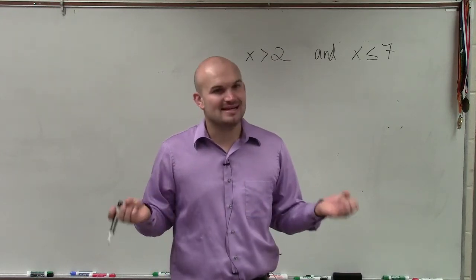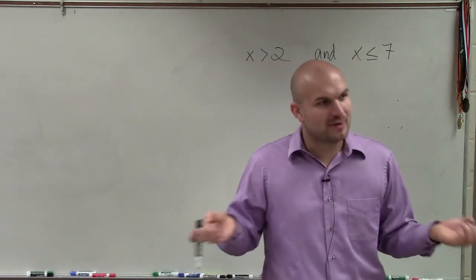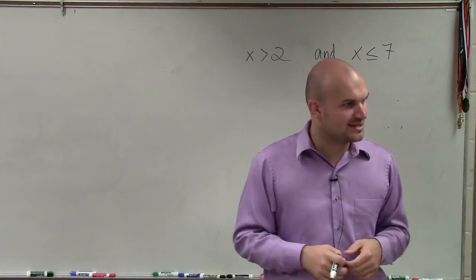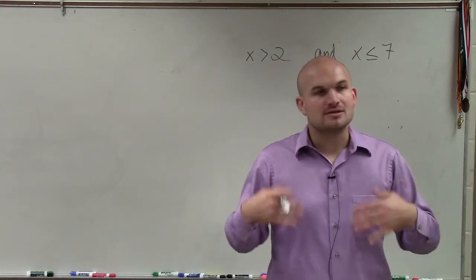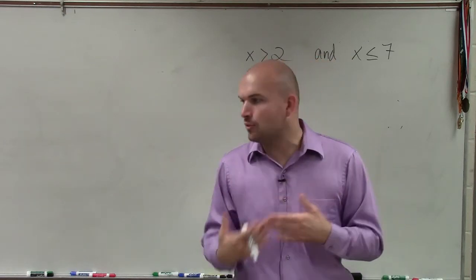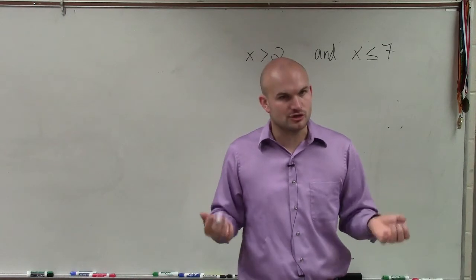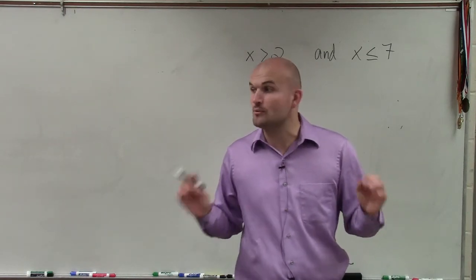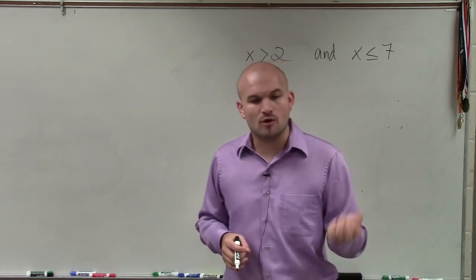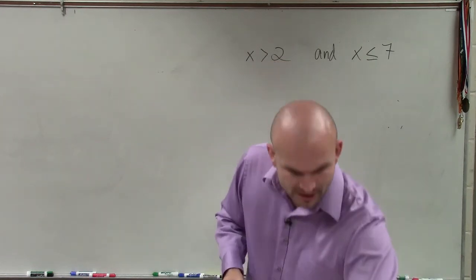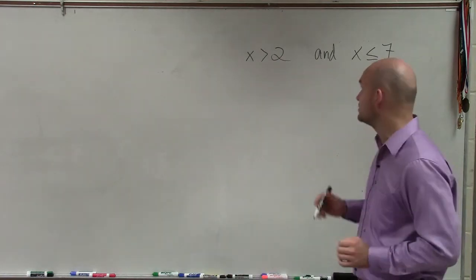No. So when I say and, you and your parent both have to be present. One of them does not count, like the or. Okay? So the exact same thing when we're doing an inequality, we're only looking for when both inequalities are true. It's very, very important. I'll say this one more time. When we're graphing an and inequality, we're looking for when both of the inequalities are true. Very, very, very important for you guys to understand.